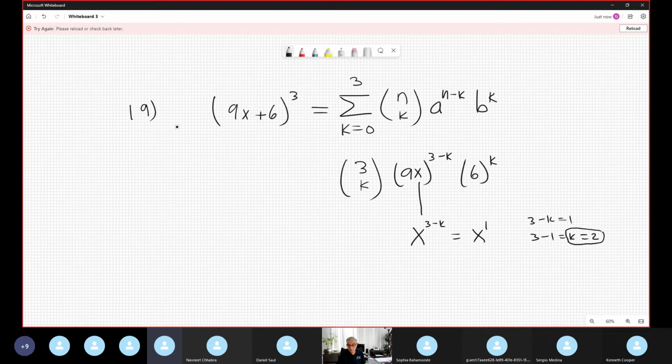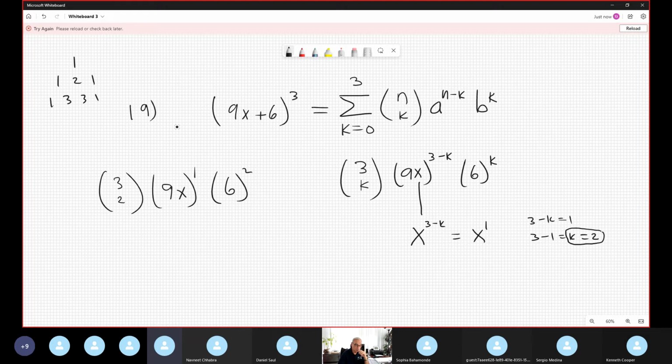Okay. K is 2. If k is 2, well, the rest is easy because plugging in 2, yes, combinatory number 3, 2. 9x to the 1 power, because I discovered it as 2, 3 minus 2 is 1, and 6 to the second power. Okay, so now multiplication, this combinatory number, we can use a Pascal, or either way, 1, 1, 2, 1, 1, 3, 3, 1.